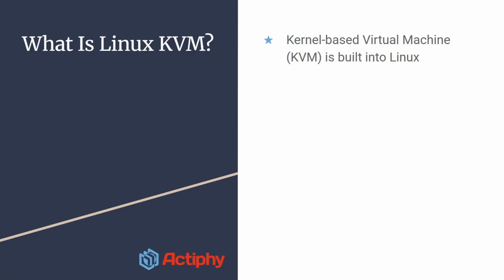KVM, or kernel-based virtual machine, is a part of the Linux kernel itself, essentially transforming Linux into a high-performance enterprise-class hypervisor. Because it's native to the kernel, there's no added layer to manage, making it highly efficient, stable, and secure. It's the foundation of many modern cloud and data center platforms, and now it's fully protected by ActiveImage Protector.